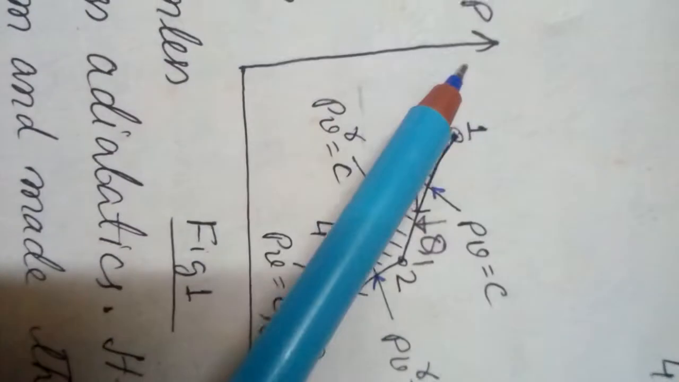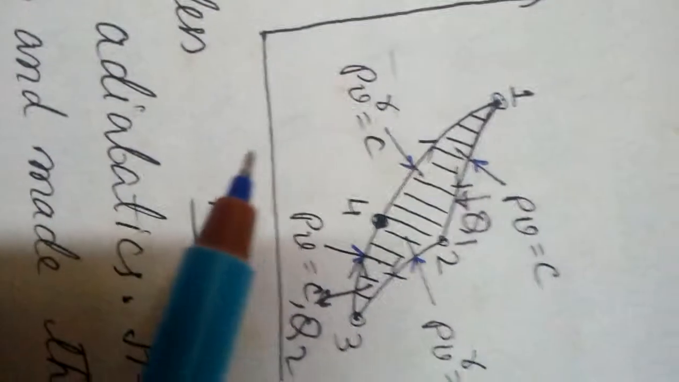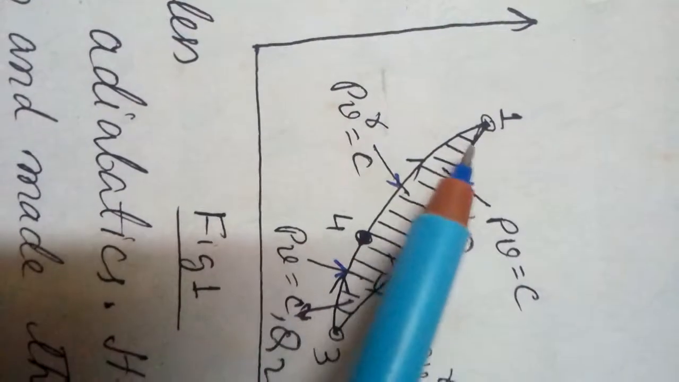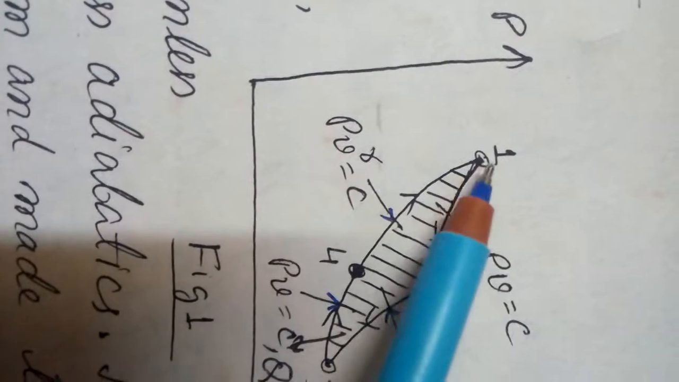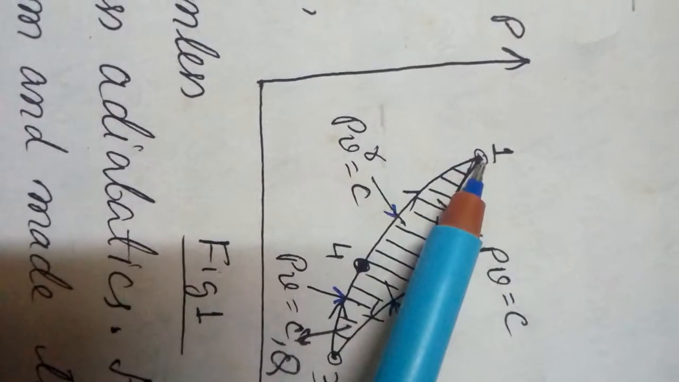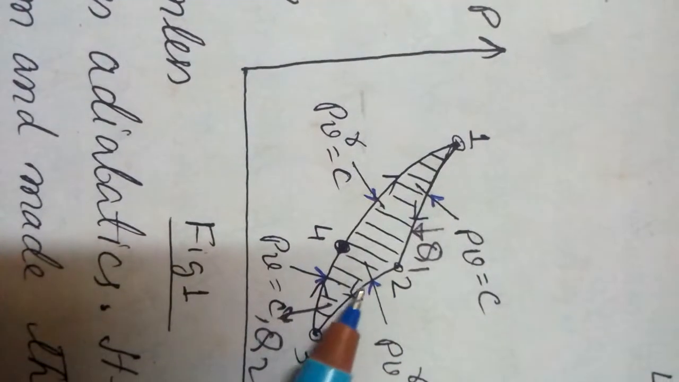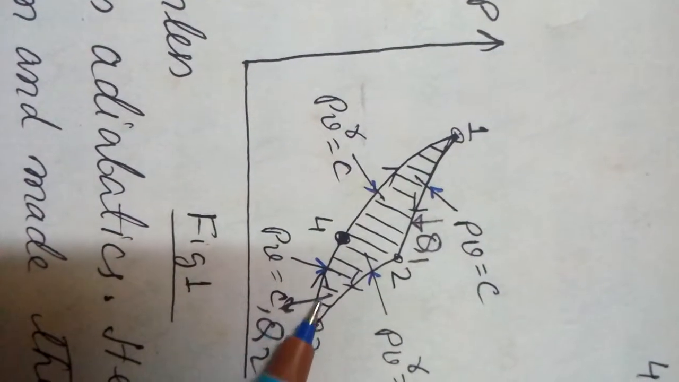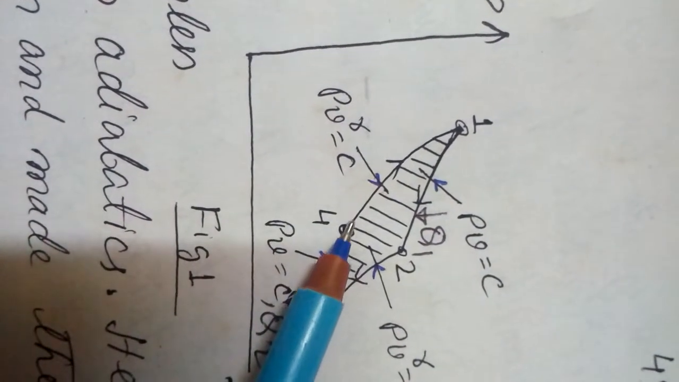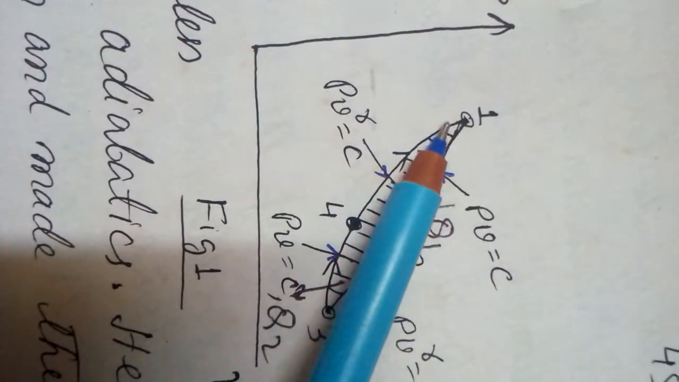This is the Carnot cycle. Now you see, there are four processes. I will explain it here. There are four processes: 1 to 2, 2 to 3, 3 to 4, and 4 to 1.